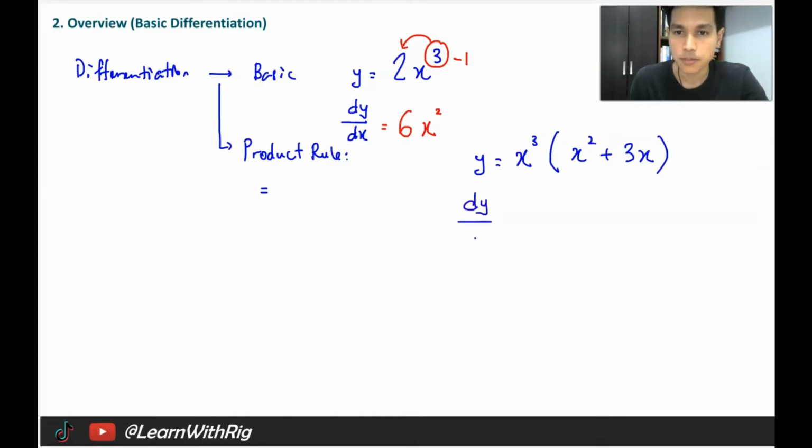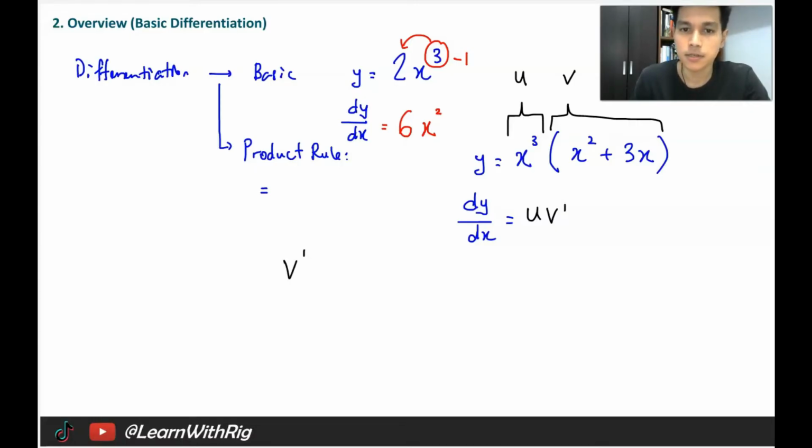So product rule becomes dy dx equals to... how are you going to differentiate this? You're going to break this into two parts. The first part here is u, the second part here is v. So what is the formula to differentiate this? You're going to take u v prime. What is v prime? V prime means the first derivative of v, in other words, dv dx, the differentiation of v, plus v u prime.